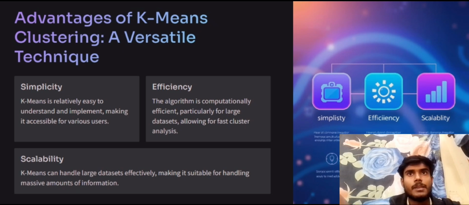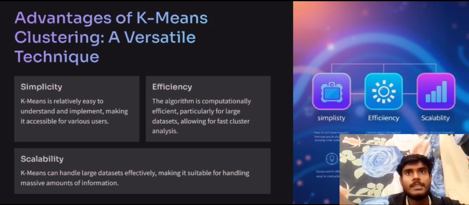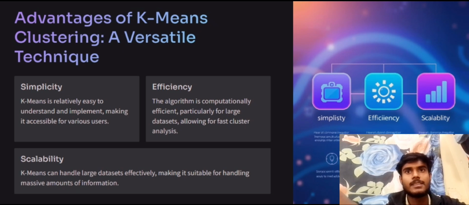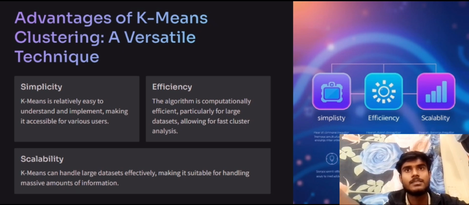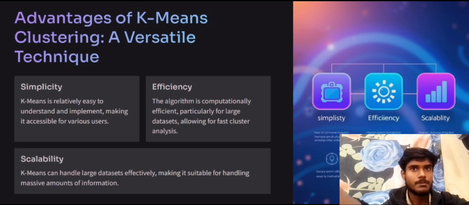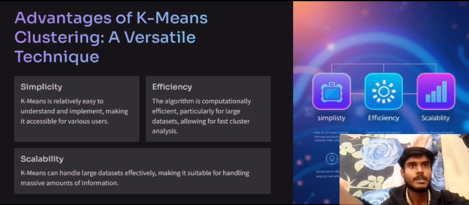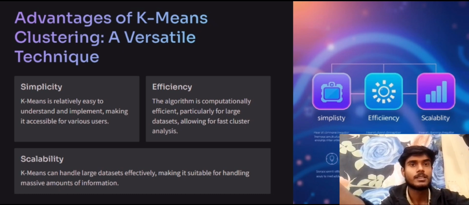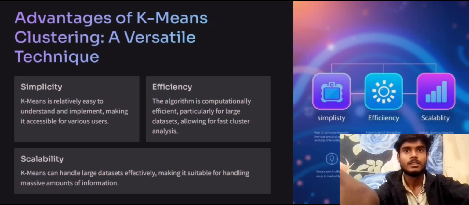Advantages of K-means clustering, a versatile technique: simplicity, efficiency, scalability. K-means is relatively easy to understand and implement, making it accessible for various users. Efficiency: the algorithm is computationally efficient, particularly for large datasets, allowing fast cluster analysis. Handles large datasets.